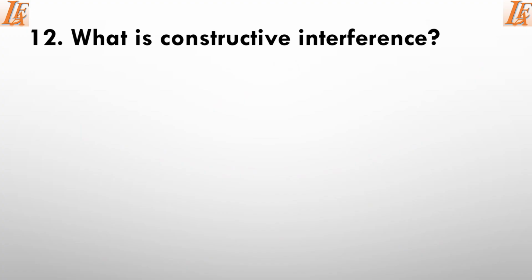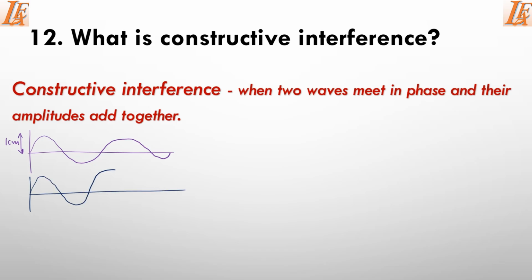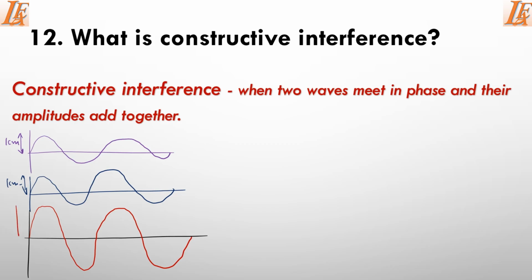Question 12. What is constructive interference? Constructive interference is defined as when two waves meet in phase and their amplitudes add together. So in this case, you can have two separate waves. This is the first one with an amplitude of, let's say, 1 centimeter. Then you have another wave like this. The amplitude of this one is also 1 centimeter, the maximum displacement. Now when these two waves meet and they are in phase, they will form a single wave, but the amplitude will double up so that it forms an amplitude of 2 centimeters.